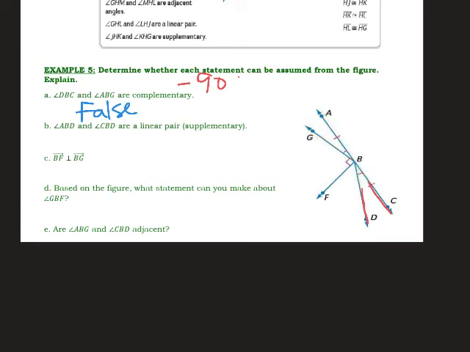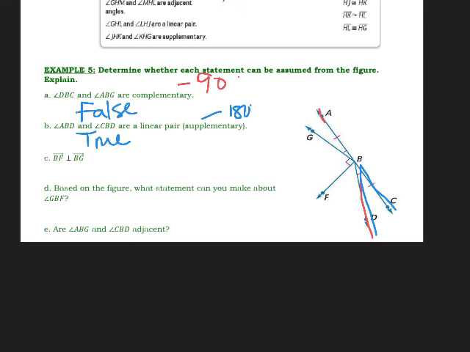Do you think I can say that angle ABD, and let me trace that one, ABD and CBD, can we say these two are supplementary? Yeah, they're sitting on a line. A line's always 180. That one is true. Okay, let's go to the next one.